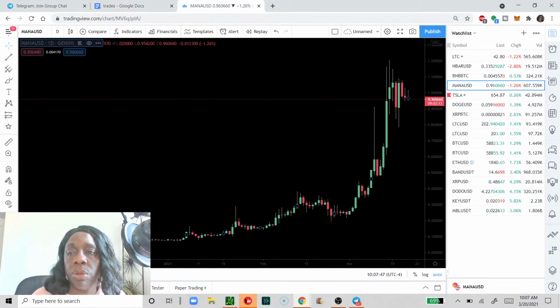If we go over to TradingView, I do have some coins here, and probably the first thing, this coin is Mana in USD. Now, Mana in USD, I actually got off of a trading signal.